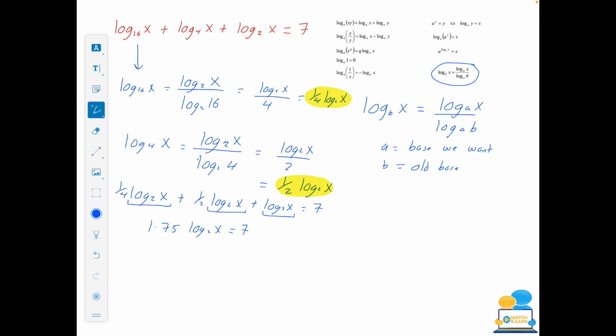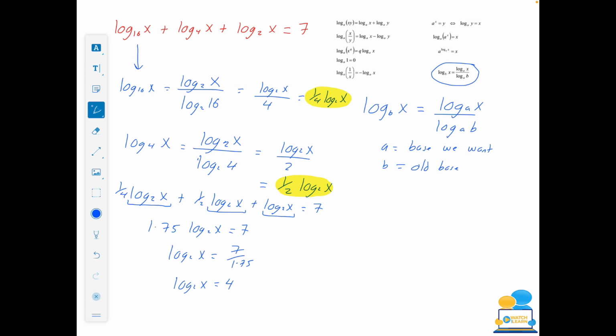Now be careful, why could I do that? I could only do that because they're all the same. So I have a quarter of it, I have a half of it, and I have 1 of it. So in total, how much do I have? Now here, I like my log on its own, so I'm going to get log to base 2 of x is 7 divided by 1.75. So log to base 2 of x is equal to 4.